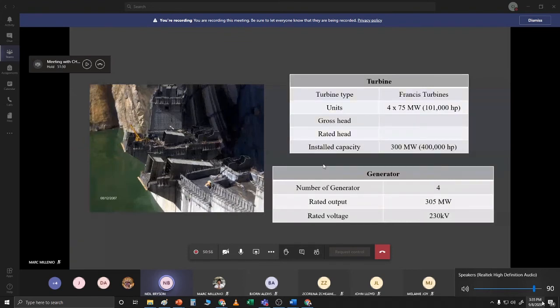Turbine type, usually Francis turbines. Then unit is 4 by 75 megawatts. Hindi po nila pinakita yung gross head at rated head. Ang installed capacity po ay 300 megawatts. Then sa number of generator niya po, meron siyang 4. Then rated output niya po ay 305 in each generator. Then rated voltage is 230 kilovolts. Next.